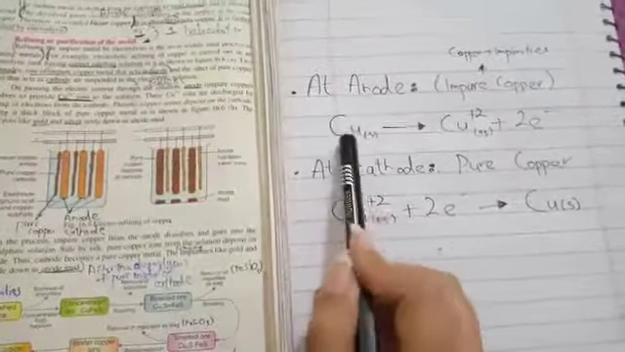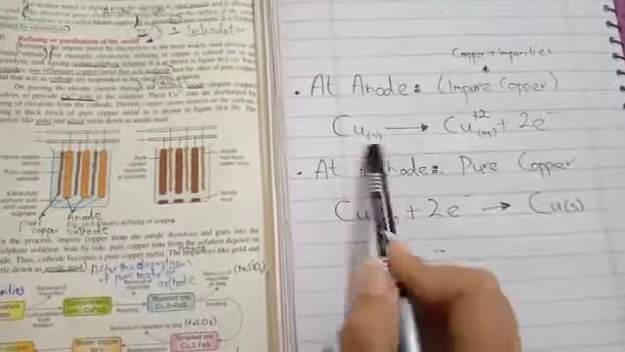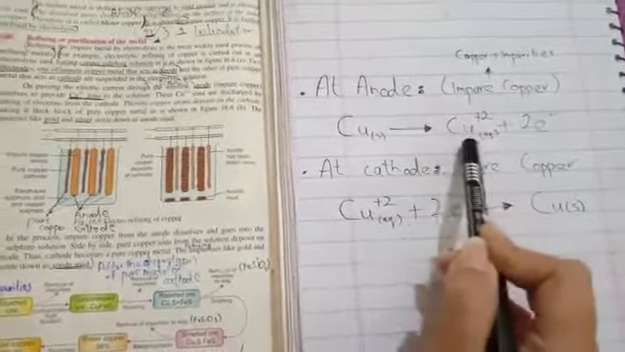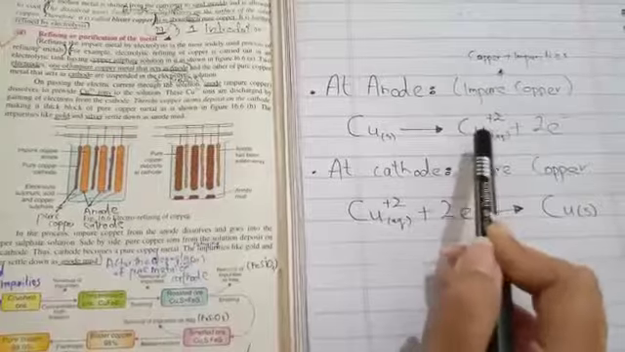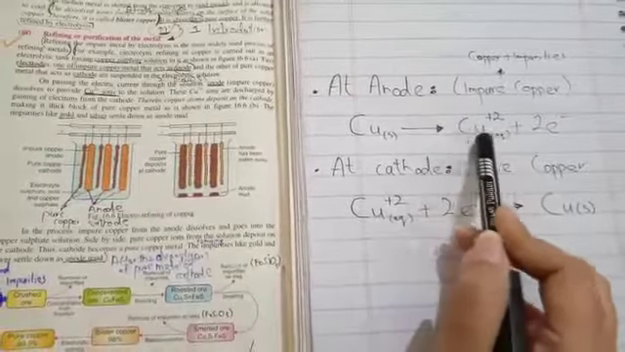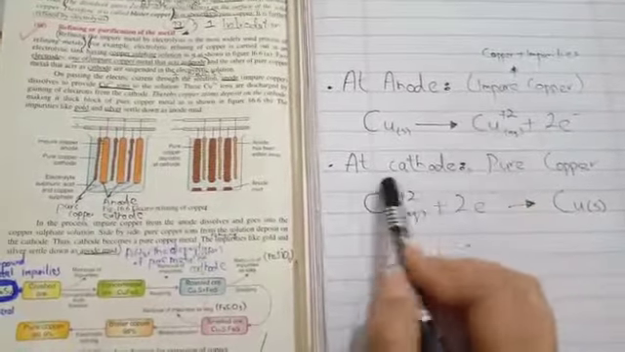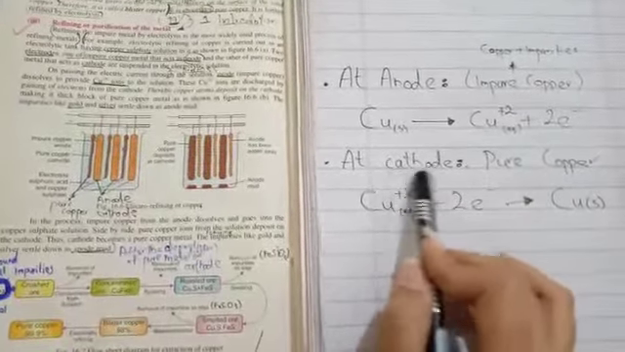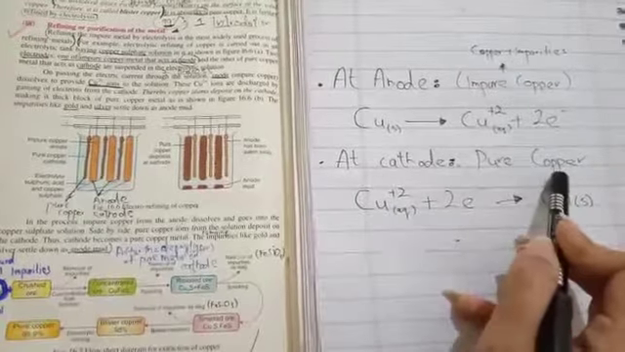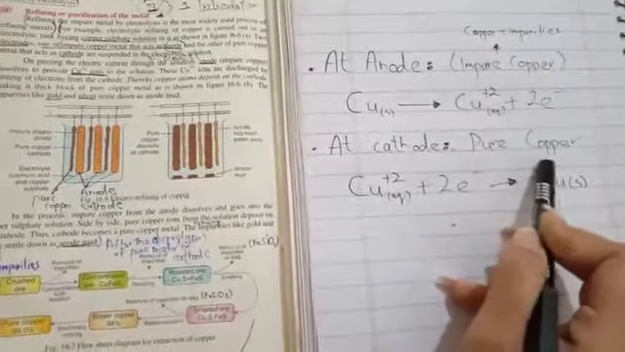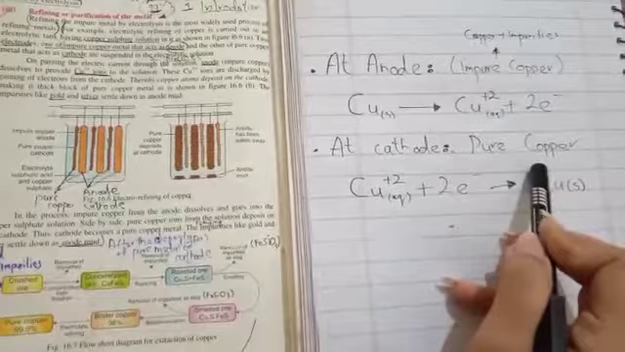other impurities. Now that solid copper, when it loses its 2 electrons, is converted into the copper ion, Cu2+ ion. Now that Cu2+ ion becomes part of the aqueous solution, and from the aqueous solution they move towards the cathode, and that cathode is pure copper. That cathode is made up of pure copper.